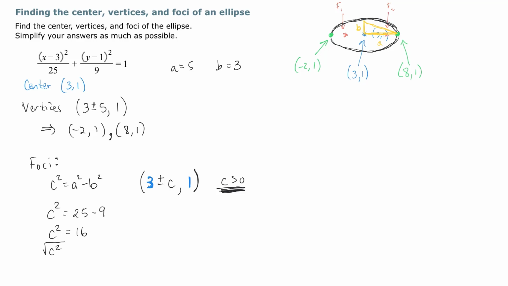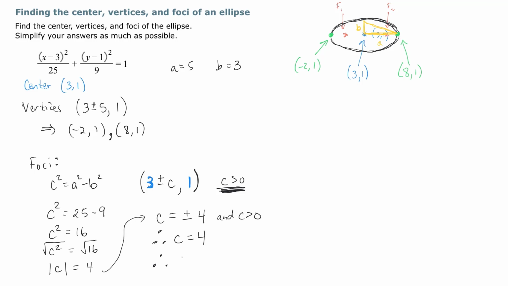Square root of c squared, and then square root of 16. By definition, the square root of c squared is the absolute value of c. Absolute value of c is equal to 4. And if we do that, c must be plus or minus 4. And we know c is greater than 0. Therefore, c is 4. We could now find our foci.